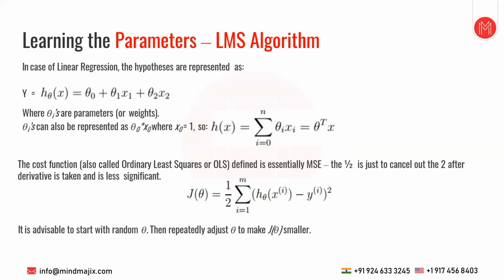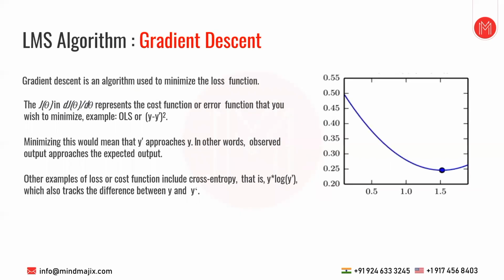The same thing we already discussed during the cost function, like J of theta, which is represented as the cost function. It is advisable to start with a random theta, then repeatedly adjust theta to make J of theta smaller. Once we get some values of J theta, it's time to implement the LMS algorithm. If we develop the LMS algorithm in terms of the gradient descent technique, at the same time we have to provide the derivatives of the particular cost function.